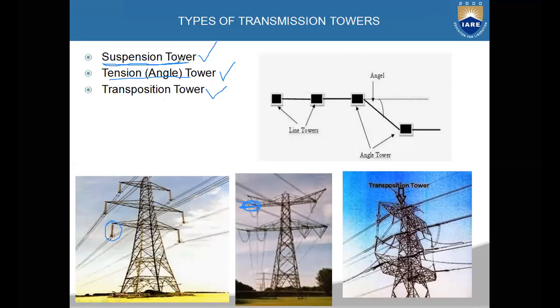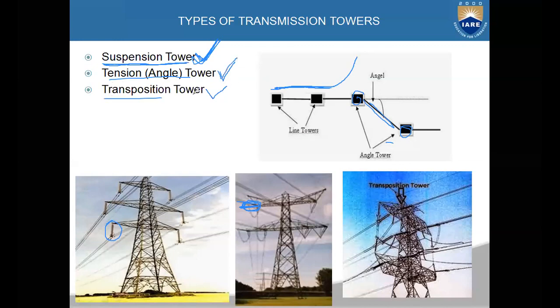Generally these suspension towers will be placed in a straight line. Suppose your transmission line is a straight line. In such a case, the line towers will generally be of suspension type. Suppose there is a bend in your transmission way, like this. In such a case, at both ends you have to use the angle towers. So the angle towers will be used.